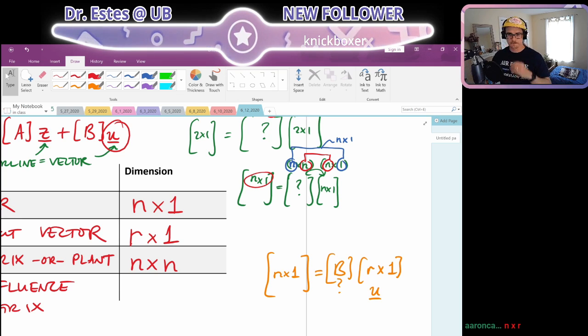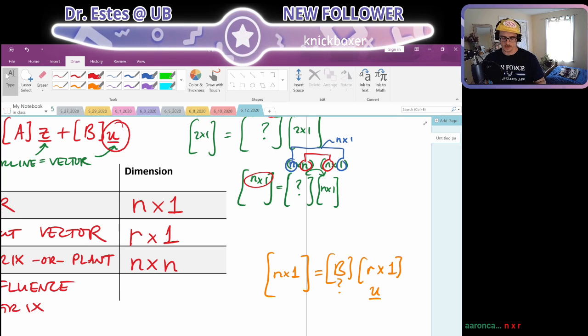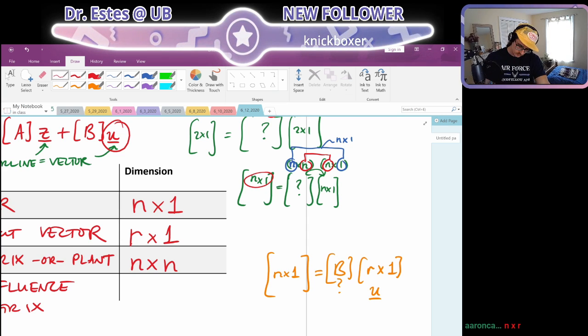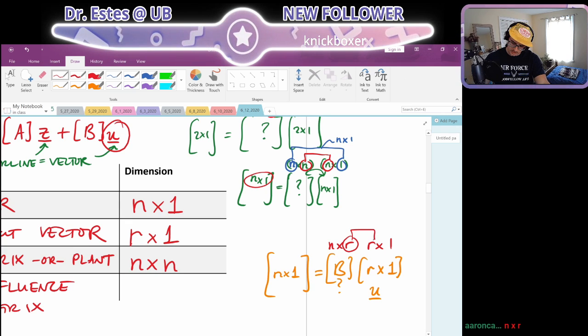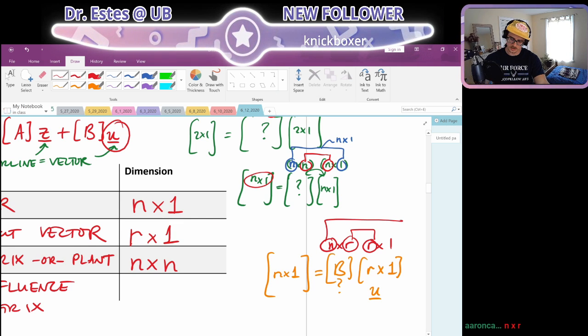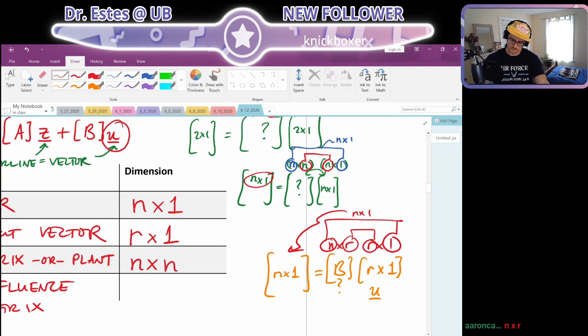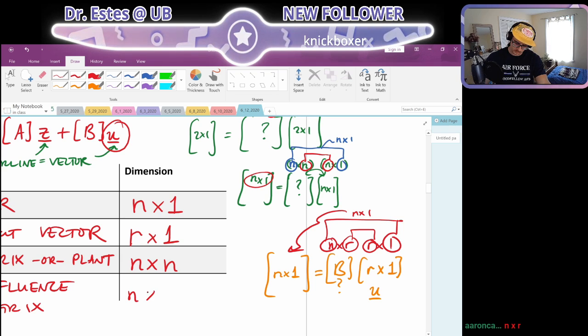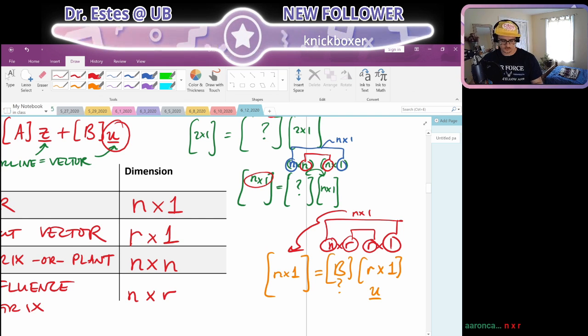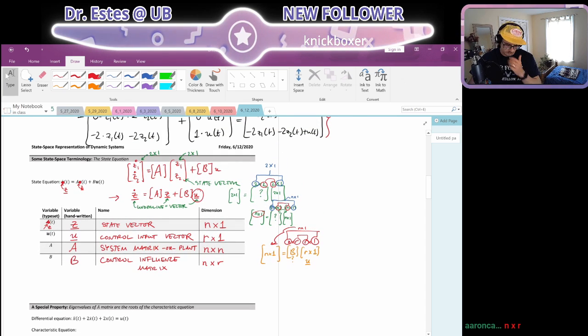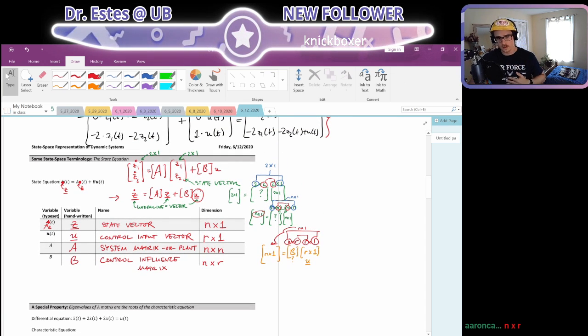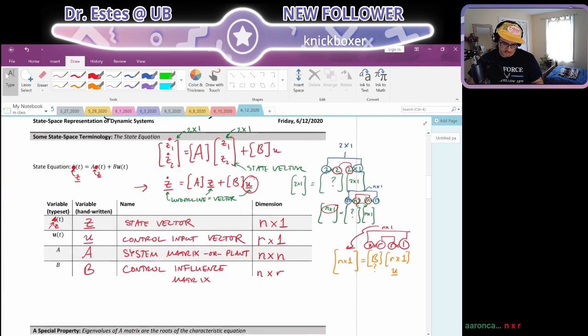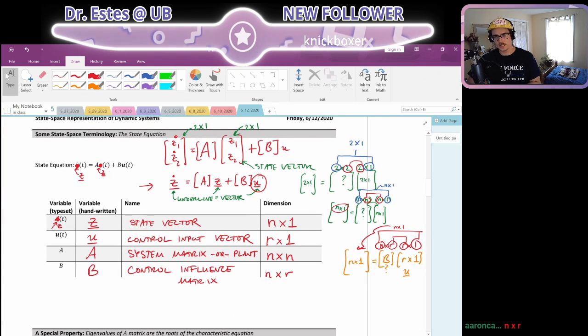There it is. Aaron's got it. If I take an n by r multiplied by an r by 1, well, first, these r's have to match to make these matrices compatible for multiplication, and the result of that will be n by 1. Boom. Well done. Okay, so that's some terminology, some matrix size stuff.